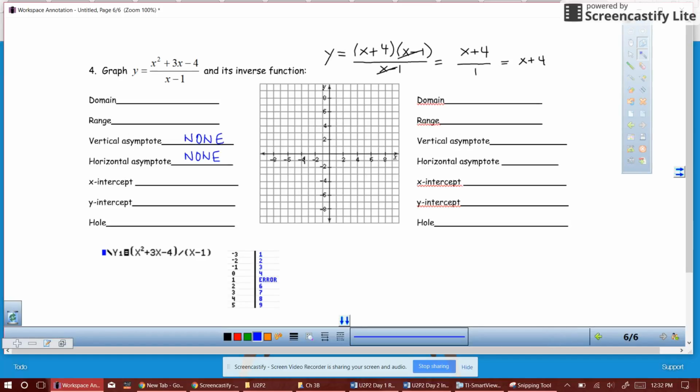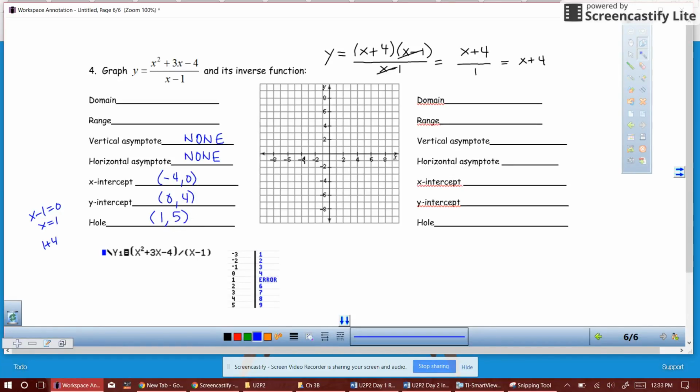Okay. X-intercept, we still solve the top. So if I solve the top, that would be -4. So -4, 0. My y-intercept is still constant over constant, so 0, 4. But I do have a hole this time. So we crossed out x minus 1, so x minus 1 equals 0, x will equal 1, and then I put that in, so I say 1 plus 4, so I have a hole at 1, 5.